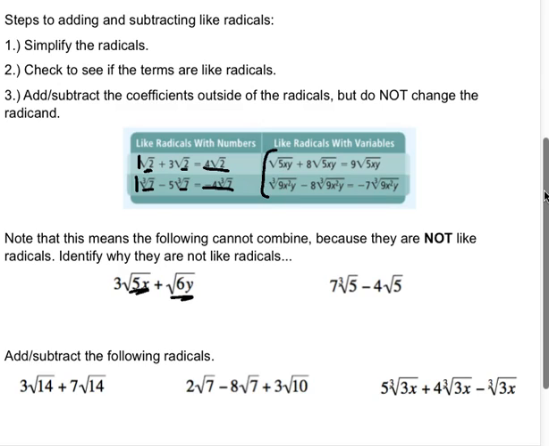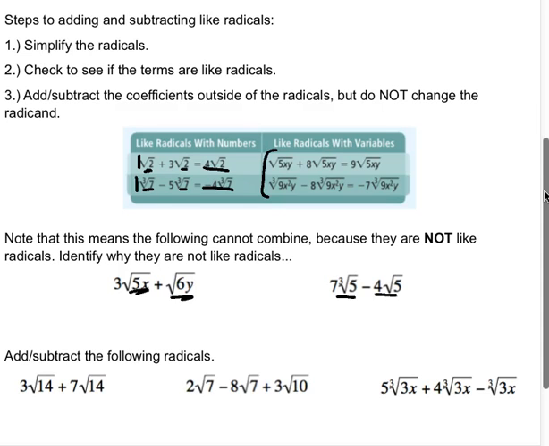You need to have the same number inside the radical. That's the only way that you can combine the like radicals. And they have to have the same index. So here, even though the number inside is the same, if the index is different, you can't combine them. So same index and same thing inside the radical. That is what we're looking for in order to combine them.